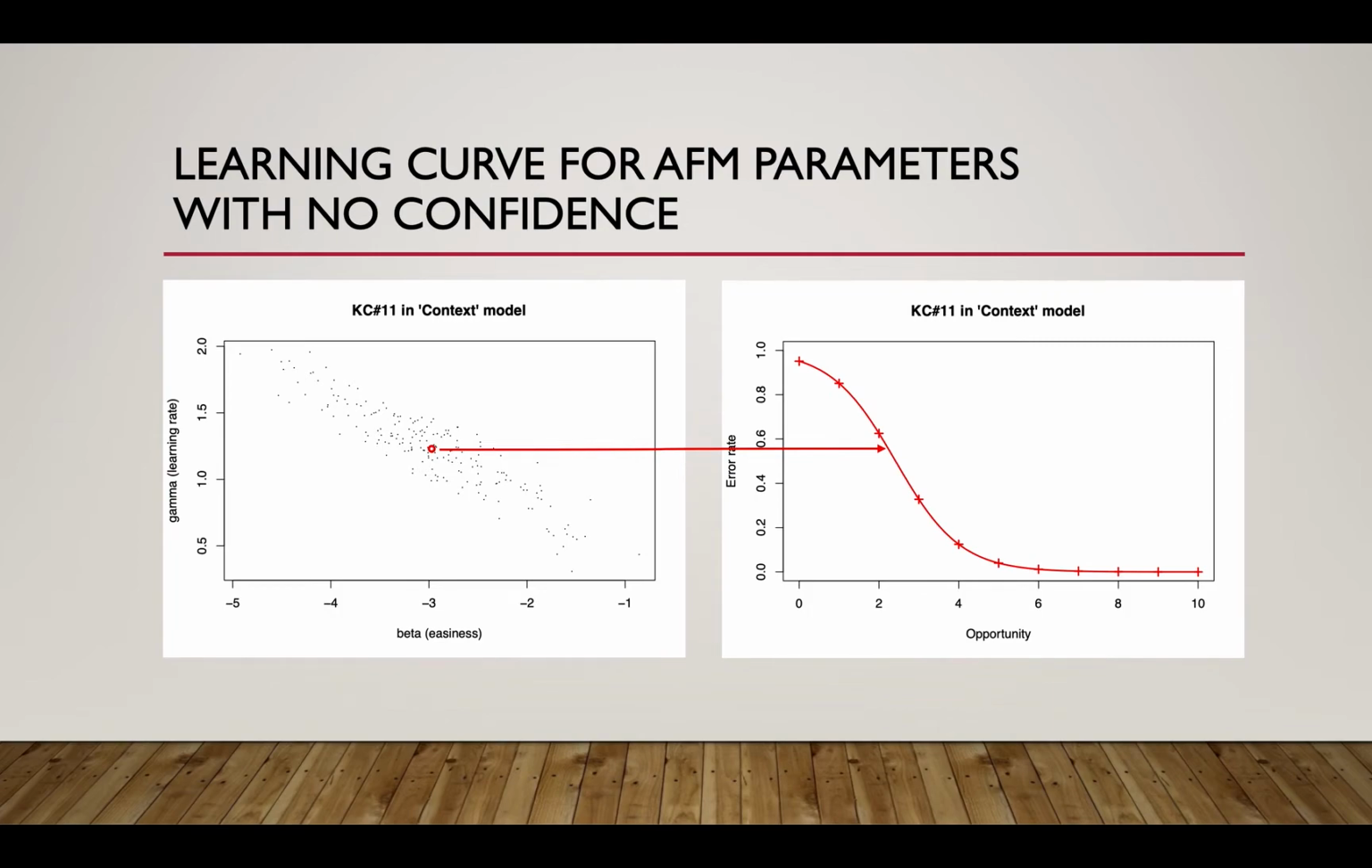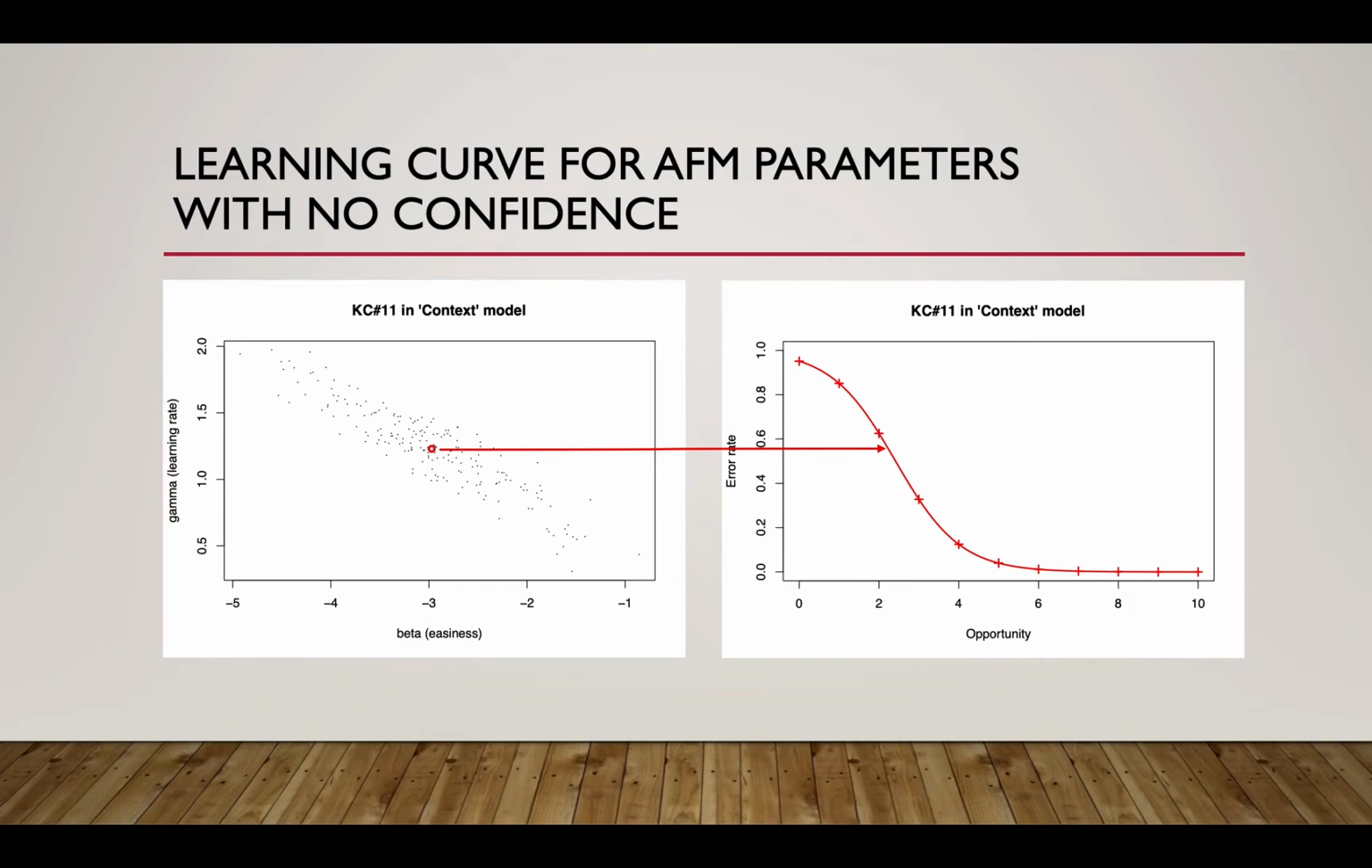This is the straight learning curve for knowledge component number 11 in this model of the geometry area dataset. On the left, we see again the distribution of parameters obtained on the geometry area dataset with the optimal beta and gamma parameters indicated as a red dot in the middle. Using these values of easiness and learning rate, we compute the idealized learning curve for a student of average proficiency, shown on the right for knowledge component number 11.